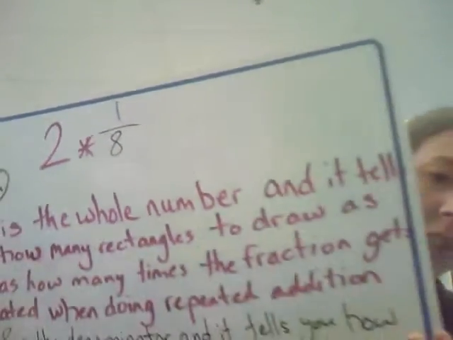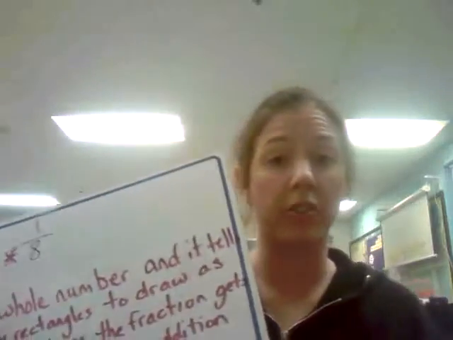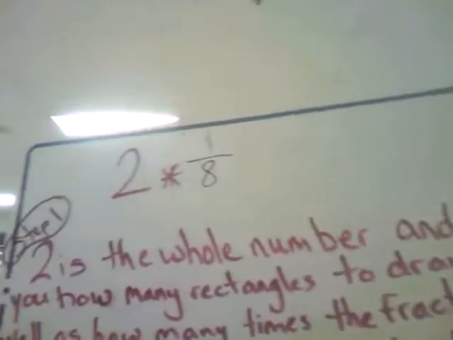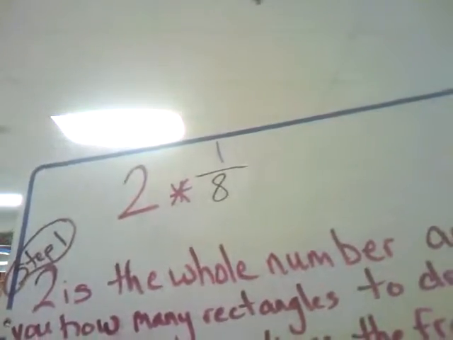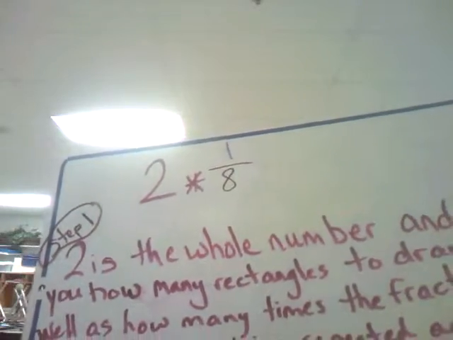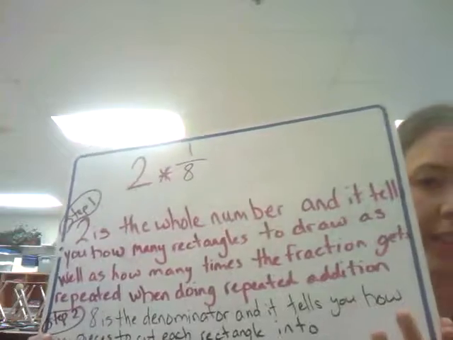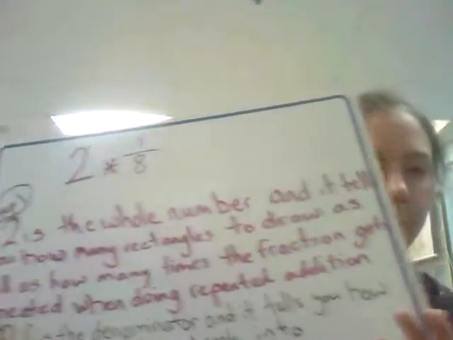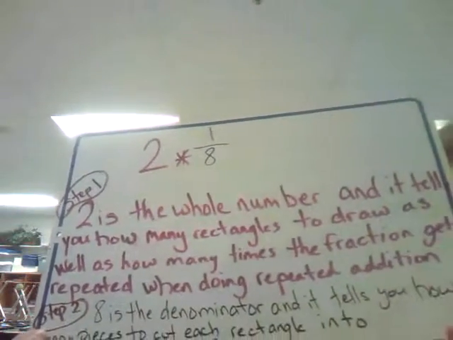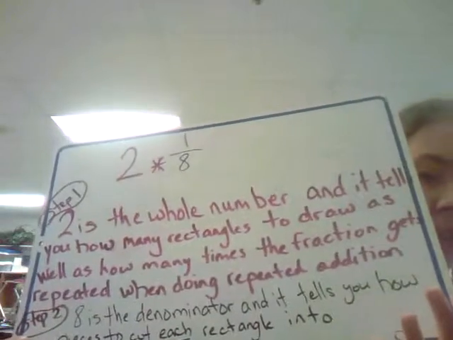And so then each part of that problem actually stands for something. It's like giving them directions. So step 1, 2 is the whole number, and it tells you how many rectangles to draw, as well as how many times the fraction gets repeated when you're doing the repeated addition, because their directions say to draw the picture as well as show the problem using repeated addition, because we talked about it in class, and that's what multiplication stands for.